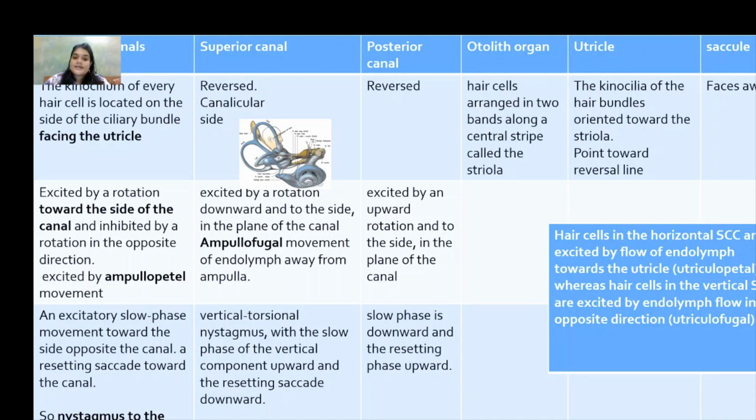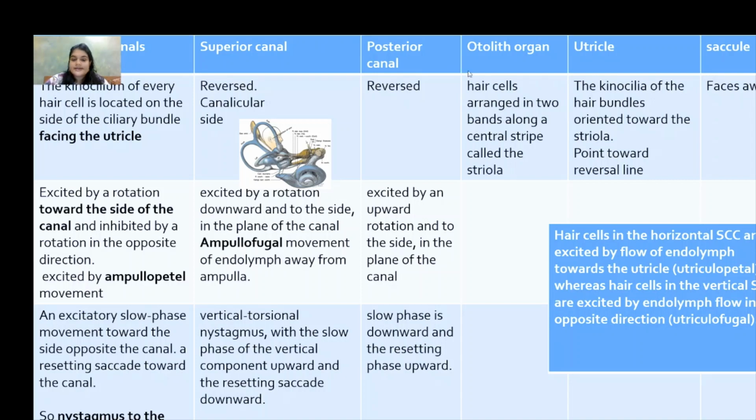The posterior canal is excited by upward rotation and to the side. So there will be a slow nystagmus downward and a resetting saccade upwards. That is also a vertical torsional nystagmus towards the side of the canal stimulated.